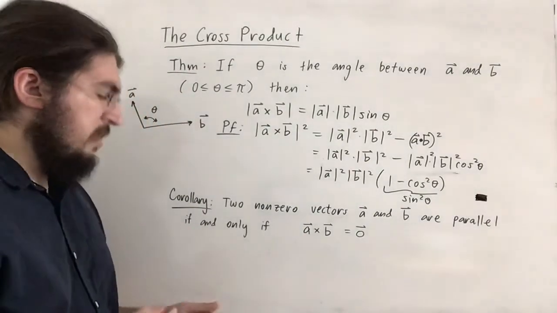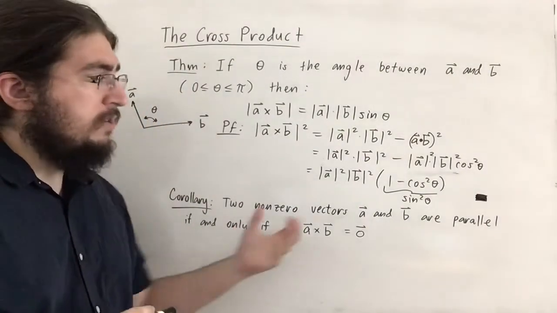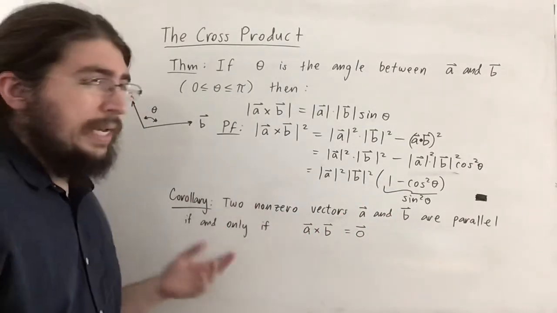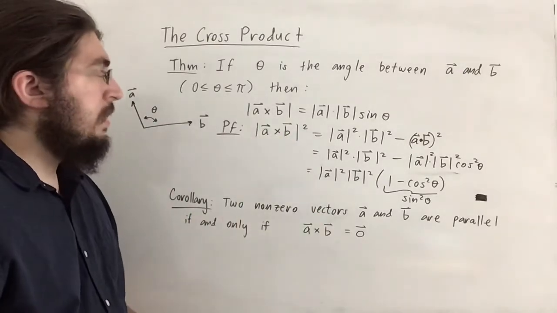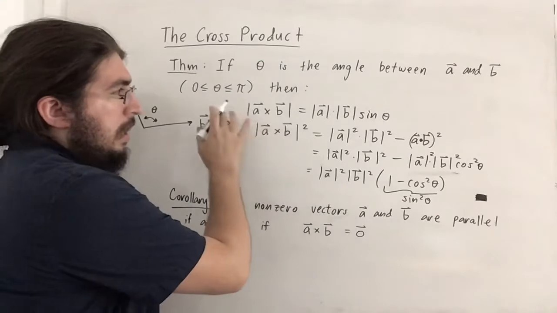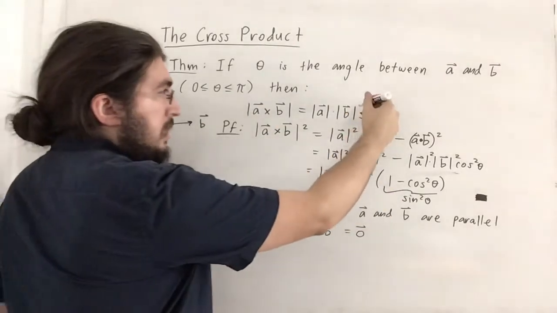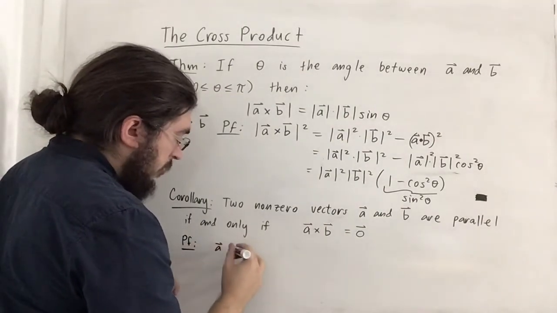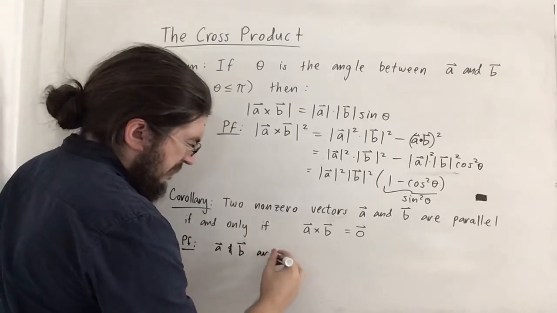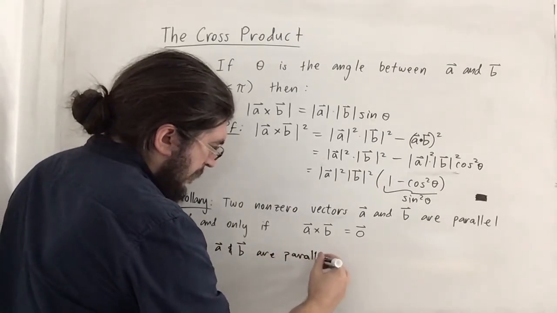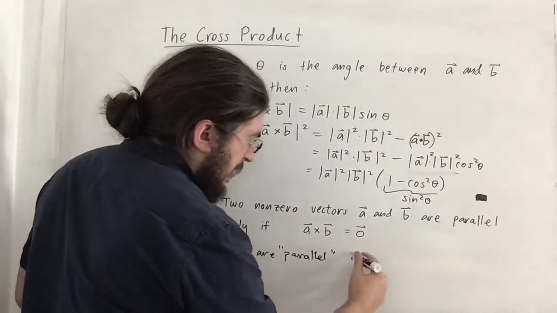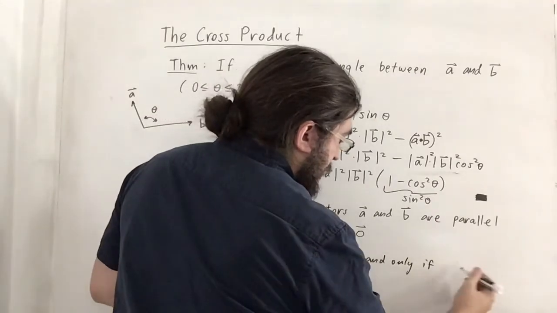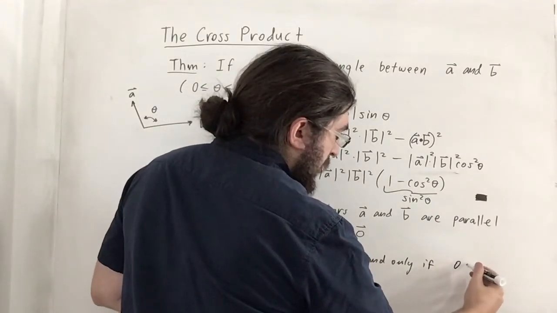Now this corollary is kind of interesting. It basically says two non-zero vectors A and B are parallel if and only if their cross product is the zero vector. Now again, it's a corollary, meaning it follows from this theorem. So of course you can kind of see it. It has to do with this being zero. So I'll prove this a little bit. I'll say two non-zero vectors A and B are parallel, if and only if the angle in between them is either 0 or pi.